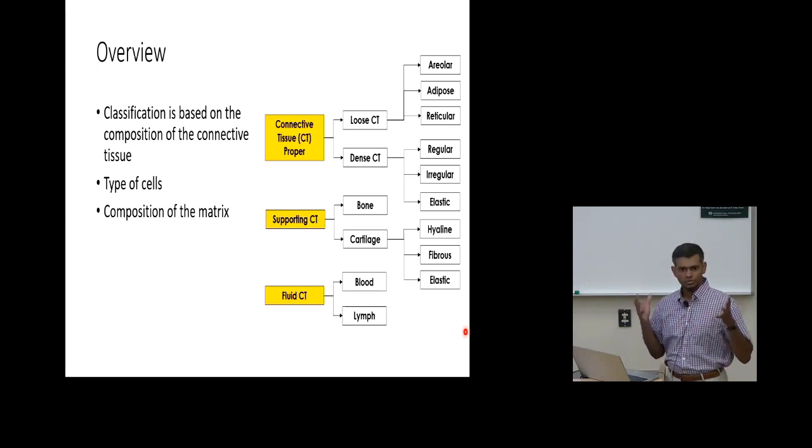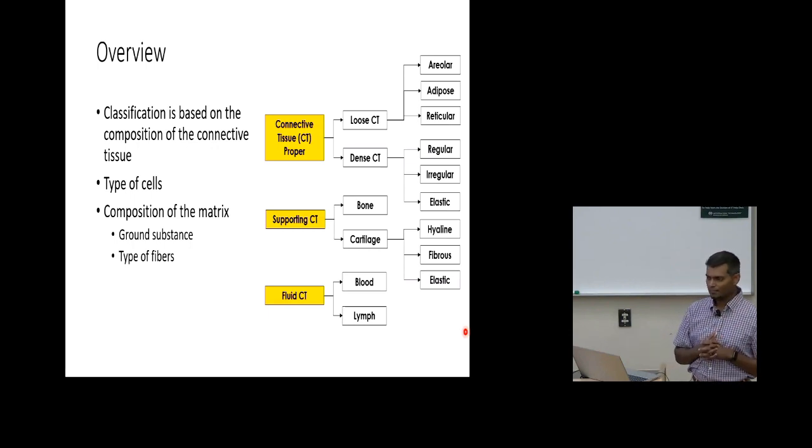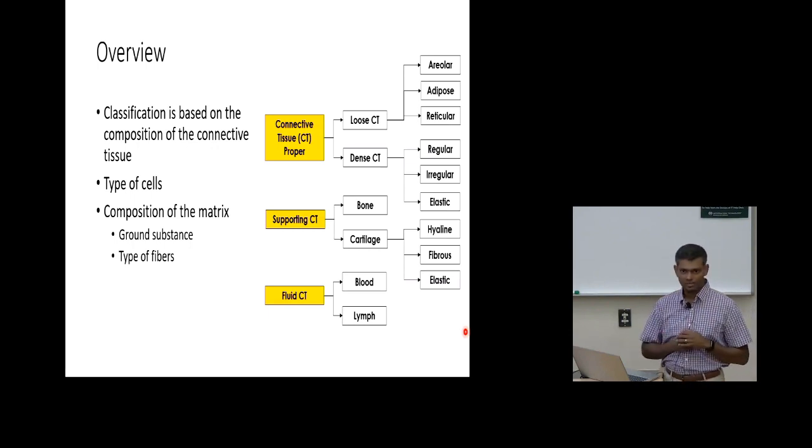Now there are two things which make up this matrix. One is the ground substance, which looks clear, and the other one are different types of fibers which you can actually see in this matrix, right? So we will see what makes up this ground substance, what are these fibers made of.